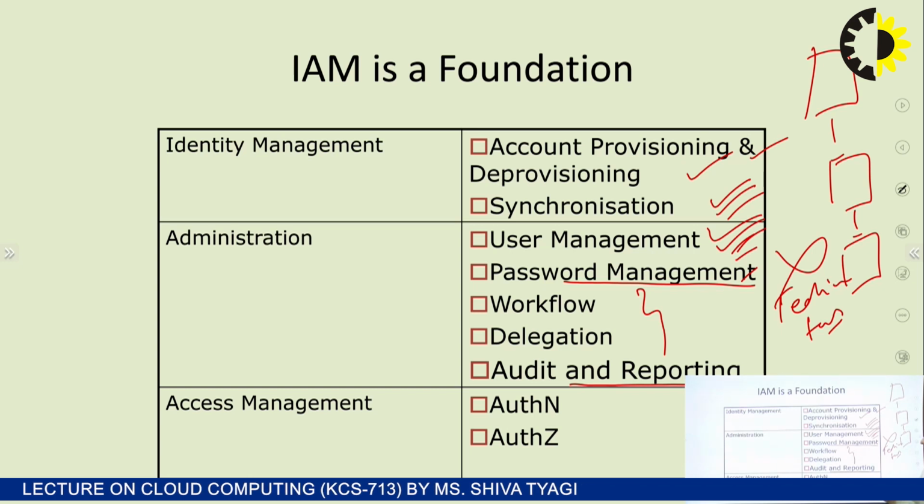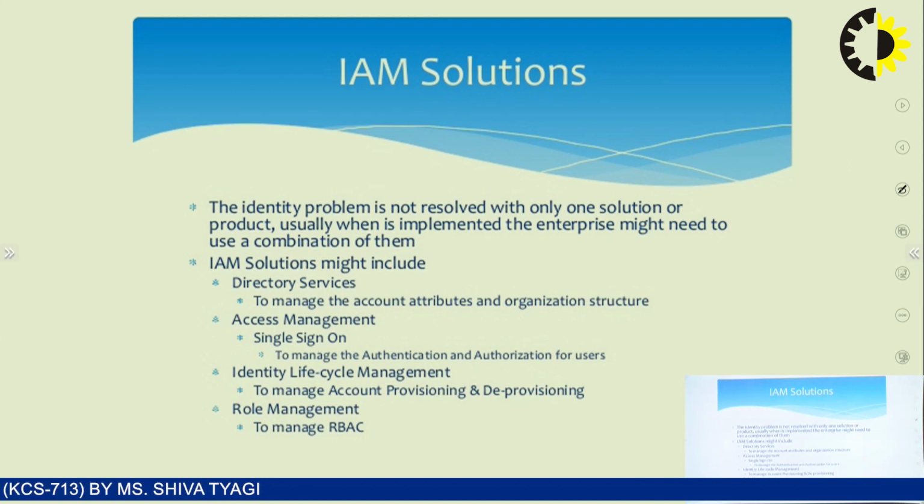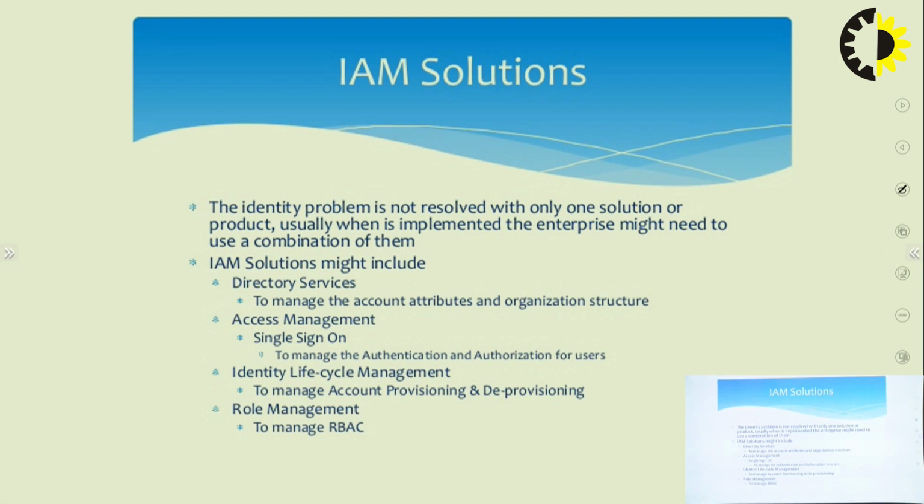If we talk in terms of access management, it is authentication and authorization of the user. Then if we talk about the solutions, the identity problem is not resolved with only one solution or product. Usually when it is implemented, the enterprise might need to use a combination of them. It is very simple to understand that this is an issue for which a single solution will not work. This problem is resolved by a combination of different types of solutions.